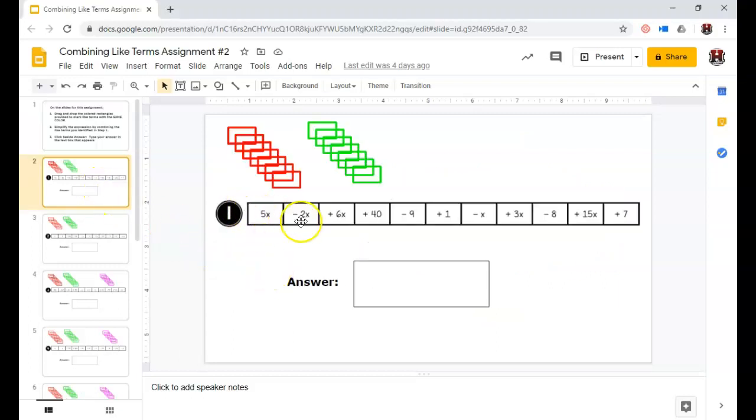So here's the problem, and you'll notice that each term is in its own little box. So what you'll do here is start with your red squares and start out with your first term, which is 5x. And you will put red squares on every term that is a like term for 5x. So they need a last name of x. So it looks like negative 2x would get a red rectangle, plus 6x would get a red rectangle.